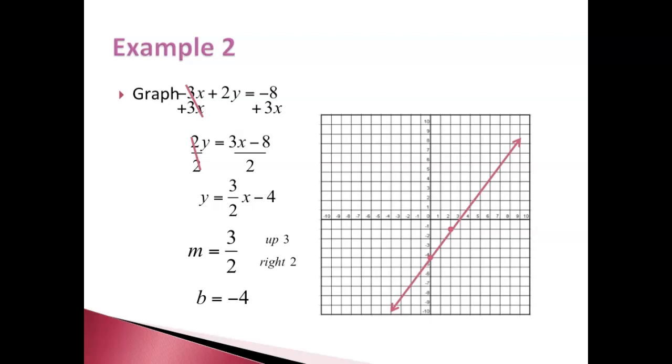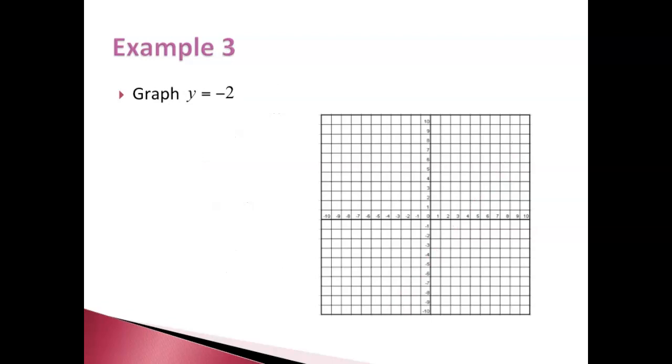All right, now let's look at example 3. We have y equals -2. Now if it's helpful for you, you can see this as being y equals 0x minus 2. And that will show you that the slope is 0, which means it's actually just a horizontal line.